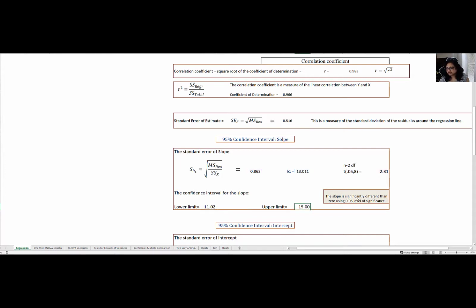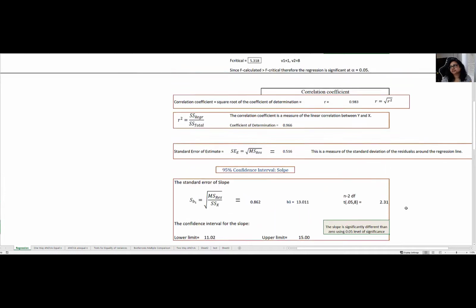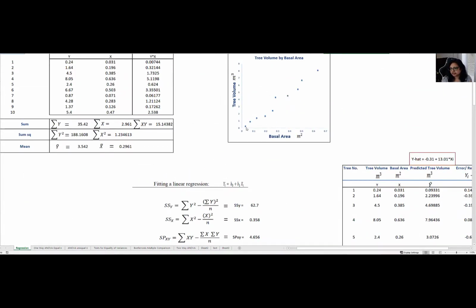So the interval does not include 0. Sometimes you can test using the confidence interval. In the confidence interval, you can see that it's not including 0. That means the slope is significantly different from 0. That means it's not 0, so it has some significance. 0 means it has no slope, that means the line is straight. If there is no slope, that means it's a straight line, like that.